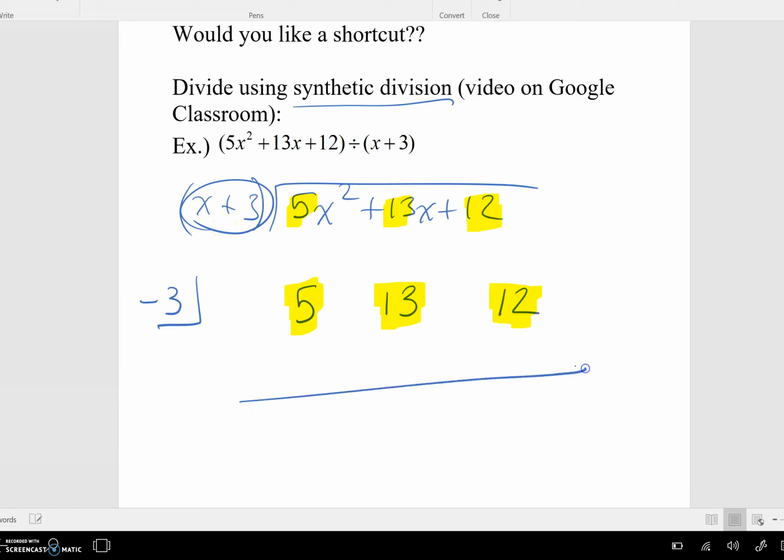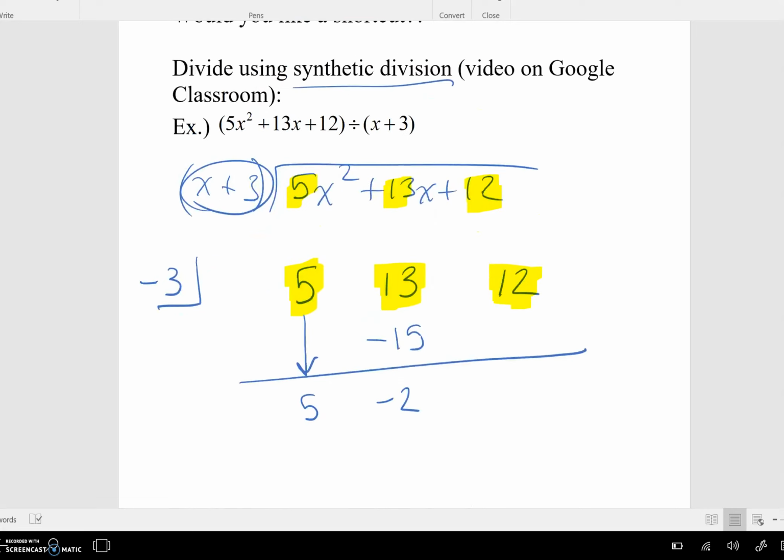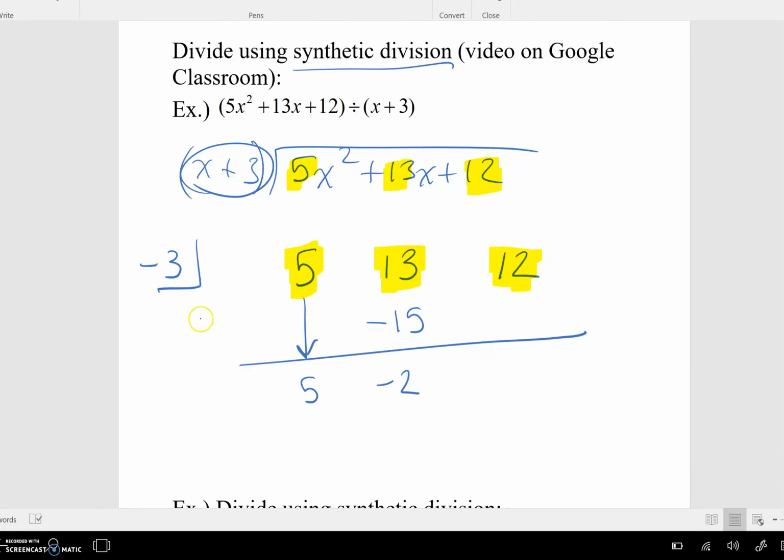So anyway, for the first term, I'm going to bring down that 5. Okay? Now, what's -3 times 5? -15. I'm going to put that under the next term. Okay? Add these together, we get -2. Now, multiply these two, we get +6. Adding them together gives us 18.